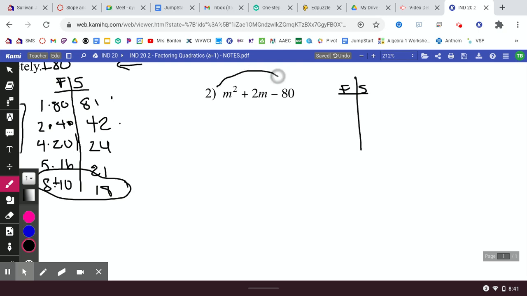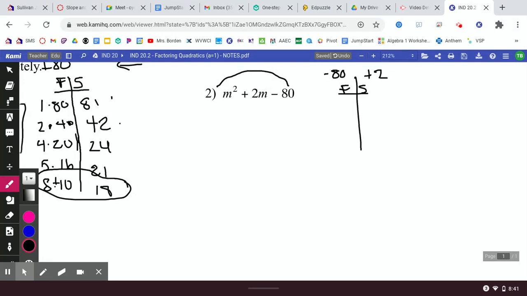Remember, factors are 1 times C. Well, A times C, but in this case, A is always 1. Negative 80. I'll make sure I'm putting the negative there because signs matter. Okay, what do they need to add up to? What's my sum? Positive 2. Positive 2. All right, does it jump right out at you? What is it? Does anybody know?